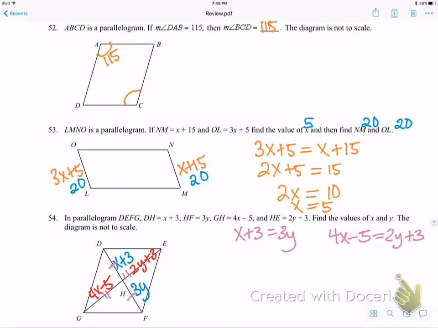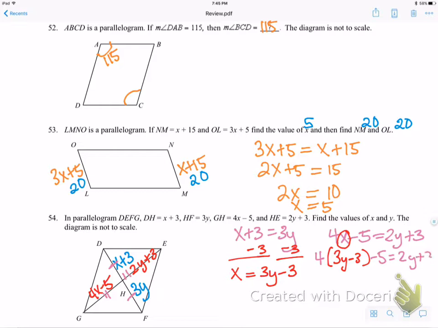This is a system of equations. I've got two variables in each of these equations, and I can't solve either of these equations for one variable without having another variable in it. So I'm going to have to solve this like a system of equations. I'm going to subtract 3 from both sides, and I'll get x equals 3y minus 3. And then I'm going to substitute that into this equation where I see the x. So I'm going to have 4 times 3y minus 3 minus 5 equals 2y plus 3.